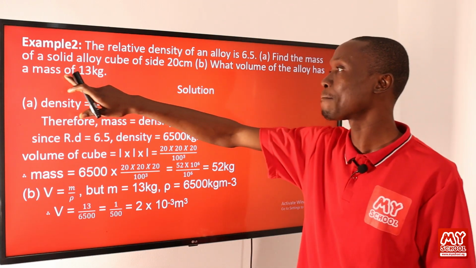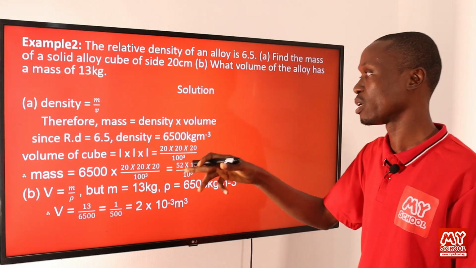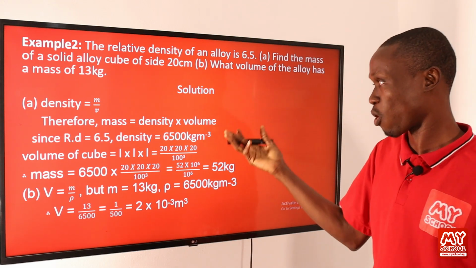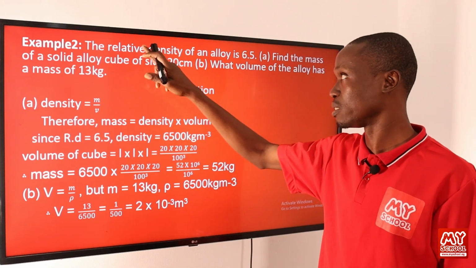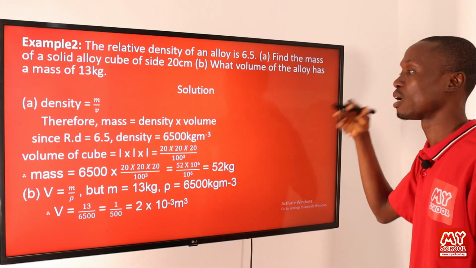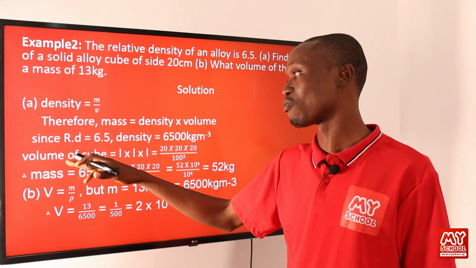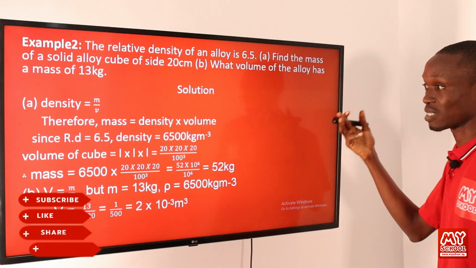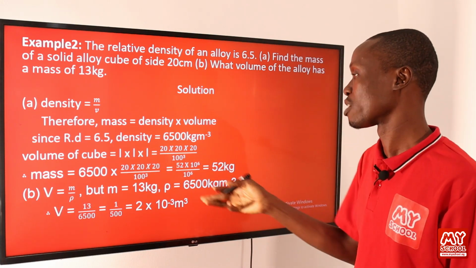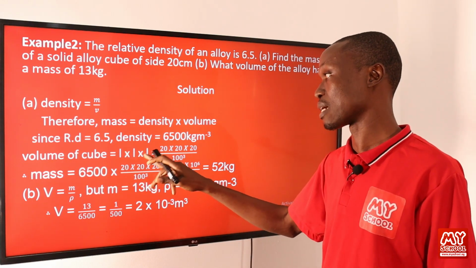So since our mass is given to us in kilogram, then our density should also carry that kg. So for us to get the value of the density from the relative density, we just multiply by 1000, so that our density will be in kilogram per meter cube. And we know that the formula for calculating the volume of a cuboid is just the length, or the size of the length cube, which is length times length times length. So the volume of a cube is length times length times length.